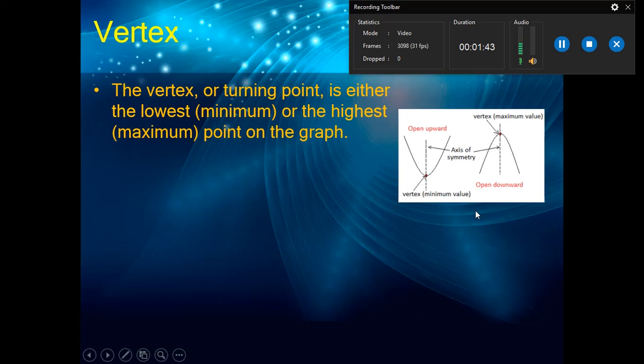In the diagram, you can see that the parabola could open up or it could open down. The vertex, which is the turning point, could be the lowest point on the graph or the highest point on the graph. If the graph opens up, like the diagram on the left, the vertex will be the lowest point. So we call that the minimum value or just the minimum. The diagram on the right has the parabola opening downward. So the vertex is actually the highest point on the graph, and we call that the maximum value.